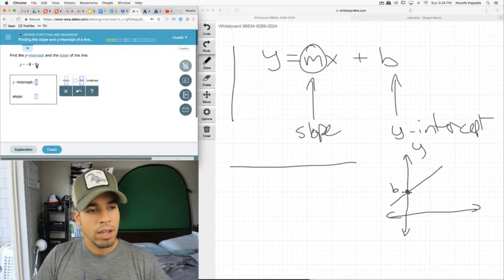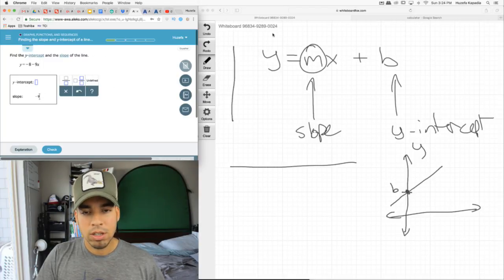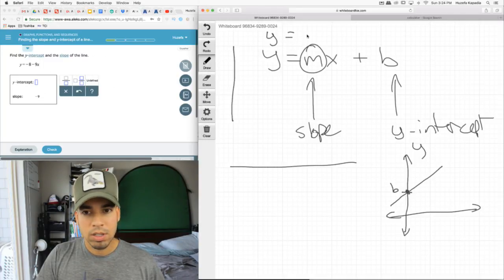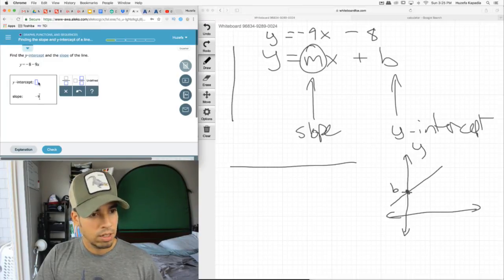Now here, my slope is -9 because that's the number multiplying the x. Okay, I could rearrange this equation to be y equals -9x minus 8. Now it's more fitting with this, and my y-intercept is this term right here, the -8.